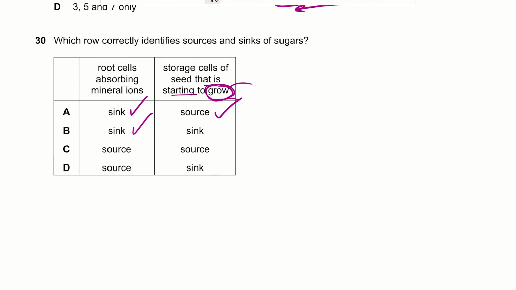Therefore, any substances are going to be taken from these storage cells. Therefore, the answer is going to be A.